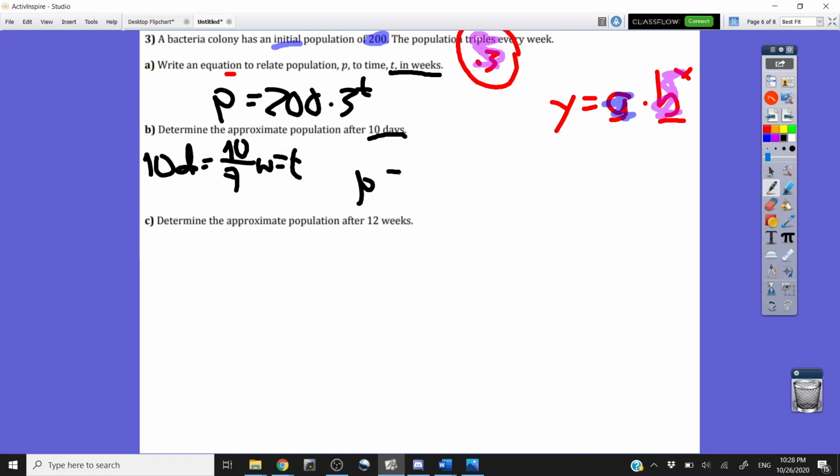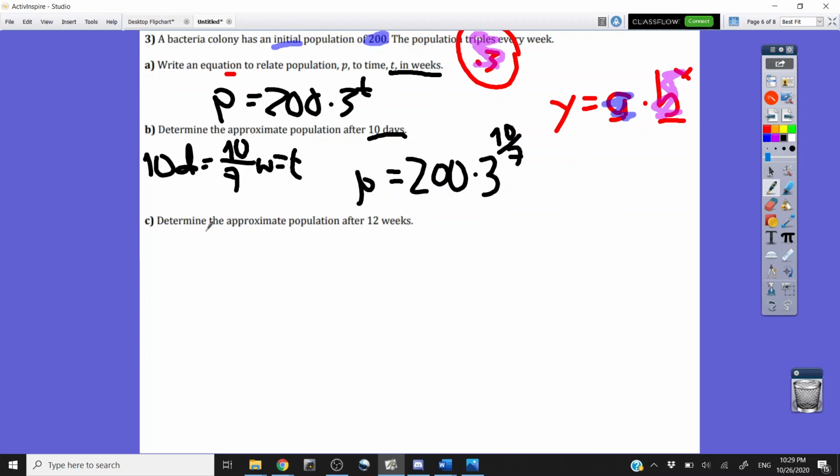We've got P equals 200 times 3 because we're tripling. And then our time value is 10/7, which is a really weird exponent. I agree. From there, you can go ahead and go to your calculator and evaluate it. Your calculator will know what to do with this. So 3 to the 10/7 power times 200, go ahead and finish it.